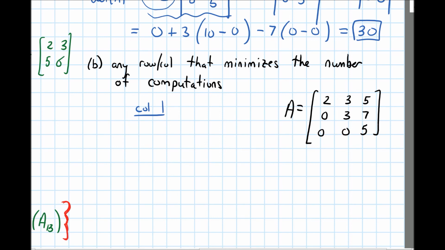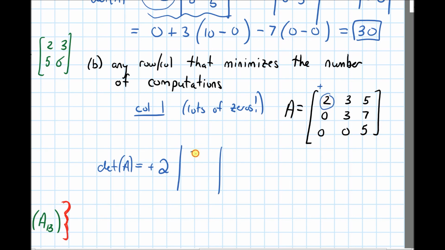But if we expand along column 1, the first column, and the reason I'm doing that is there are lots of zeros in there, what would we get? The determinant of A would be equal to, so the first entry in that column is this 2. And the sign associated to the 2 is positive, because the very first entry we think of as having a positive there. Times its corresponding determinant. If I remove the row and the column the 2 is a part of, let's do this more quickly this time, we are left with 3, 7, 0, 5.